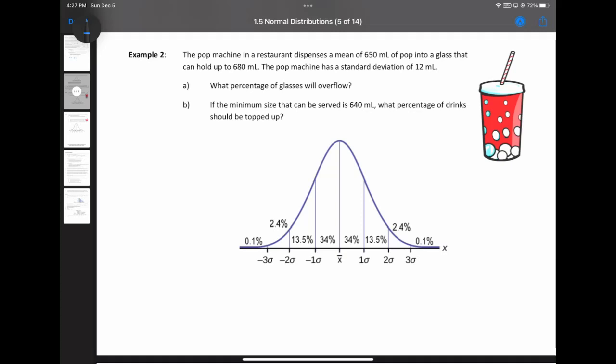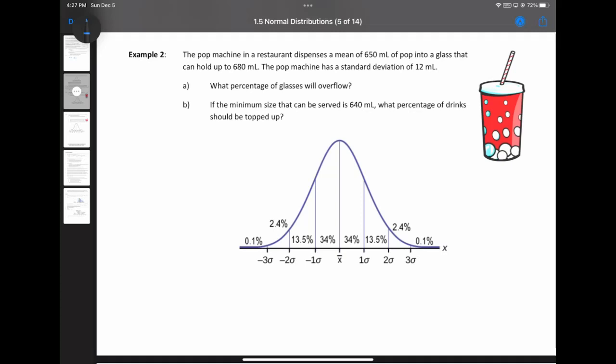The pop machine at the restaurant dispenses a mean of 650 milliliters of pop into a glass that can hold 680 milliliters. The pop machine has a standard deviation of 12 milliliters. That means that 2/3 of the time it will give 650 milliliters plus or minus 12 milliliters of pop, and so on. So we want to find out what percentage of glasses will overflow, and if the minimum size that can be served is 640, what percentage of drinks should be topped up.